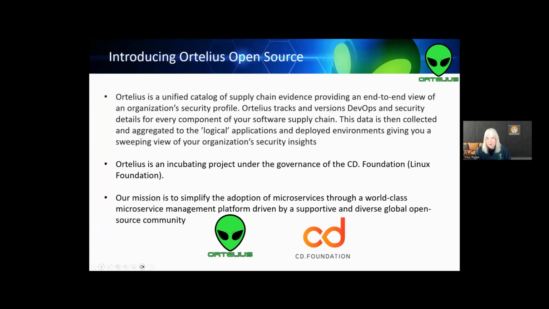But first, let me just introduce Ortelius, as it plays a primary role in this discussion. Ortelius is an evidence catalog. It collects and aggregates the DevOps and security data that you generate across your pipeline. It's an incubating project under the governance of the CD Foundation, and we are really about simplifying the adoption of microservices and improving security in your software.